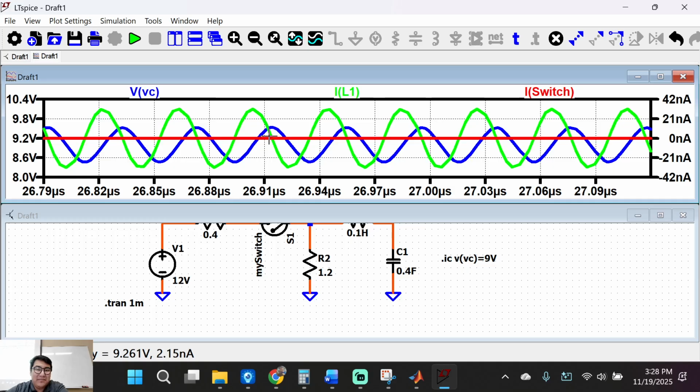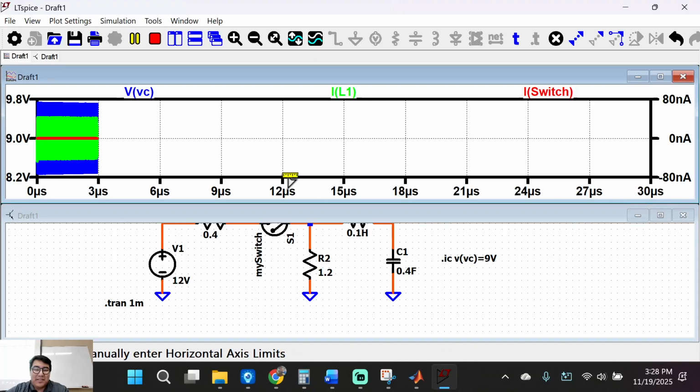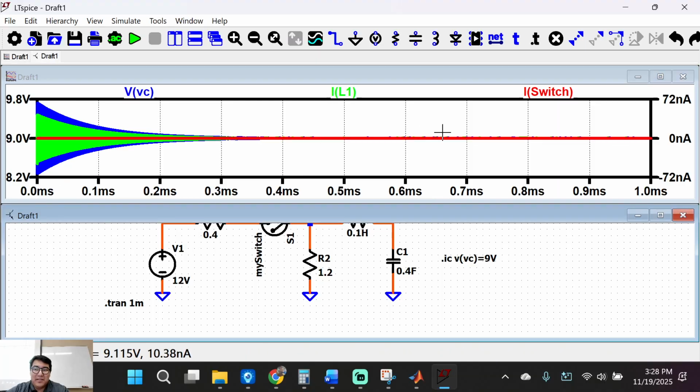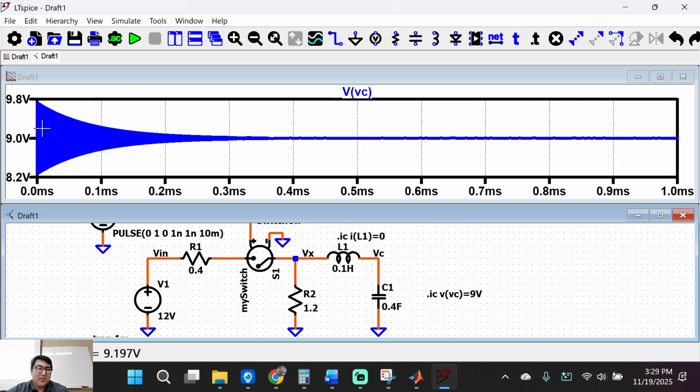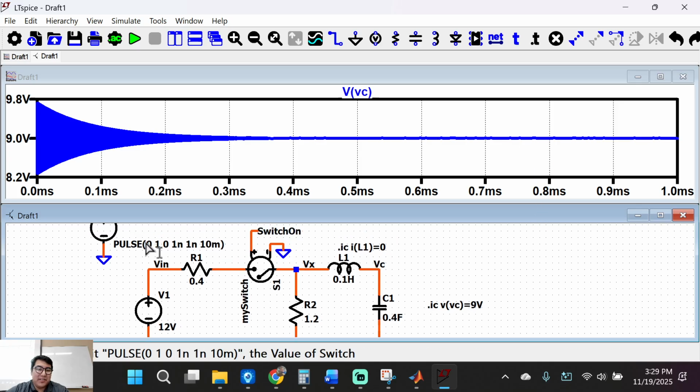See that ringing right there? That's over damping. Is that making sense? What's going on? It's settling. If I were to look at this voltage right here, right? Going from 9, it's 9 volts. And why is my switch not turning on?